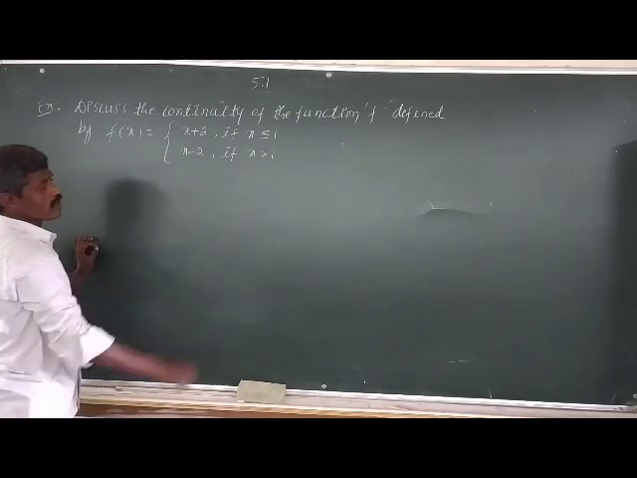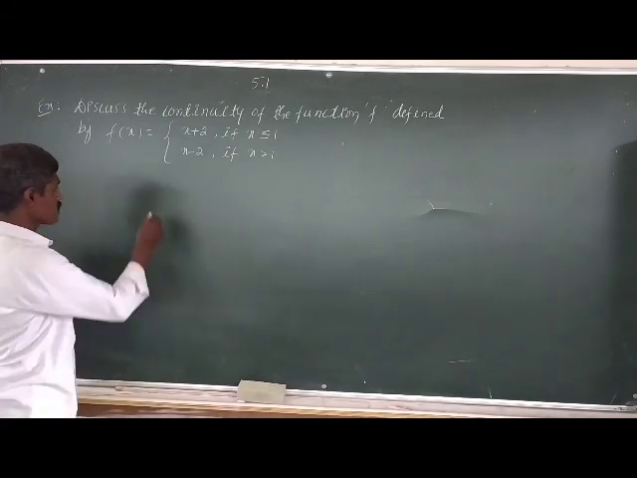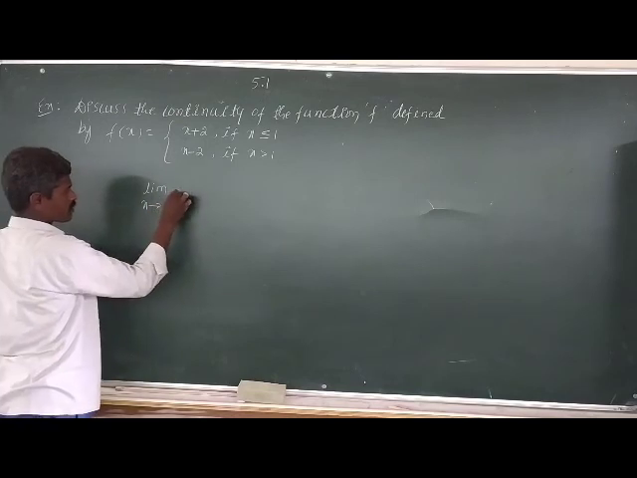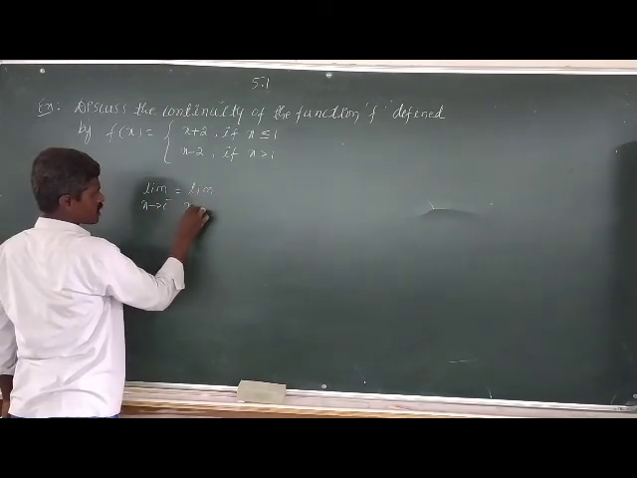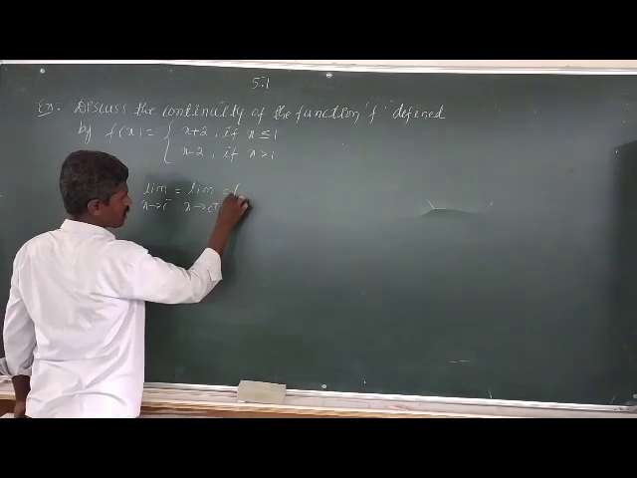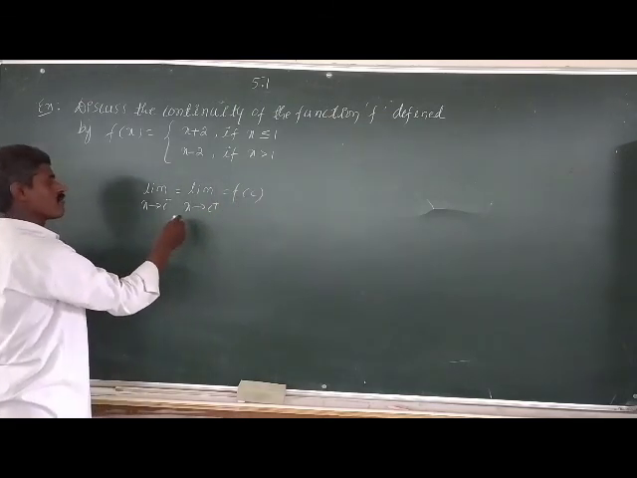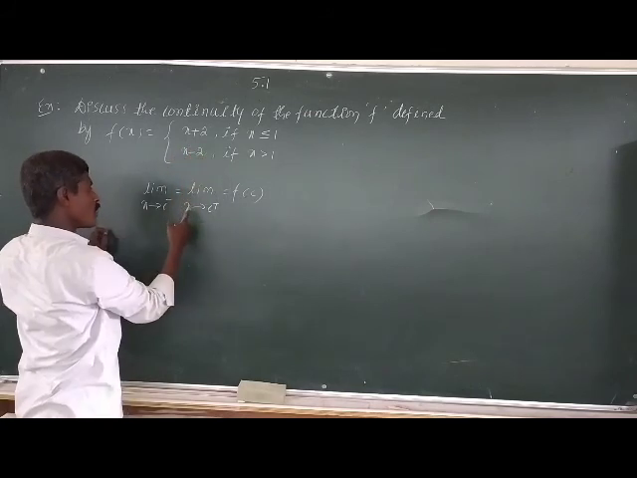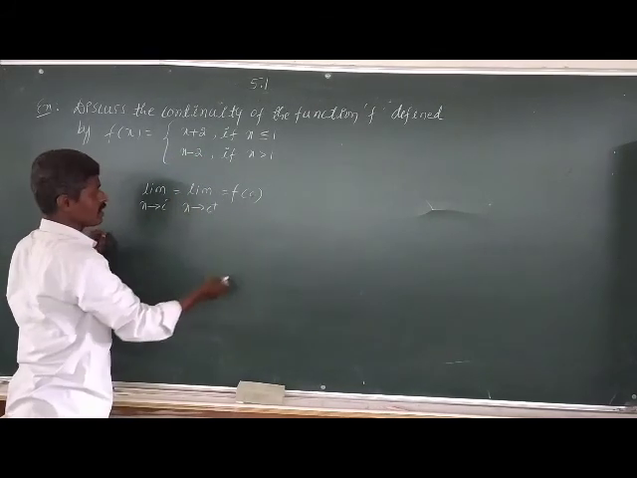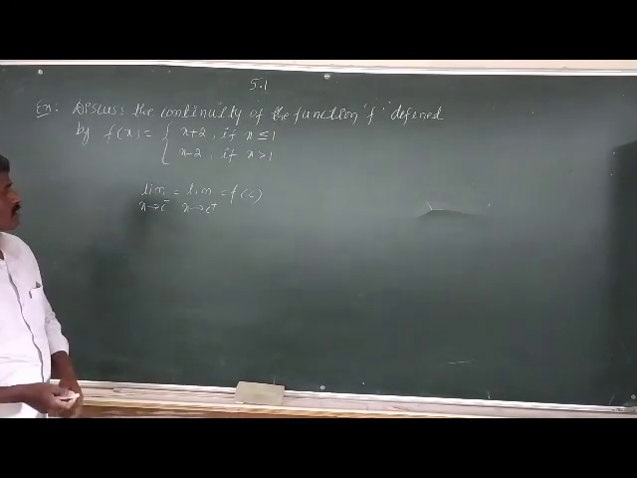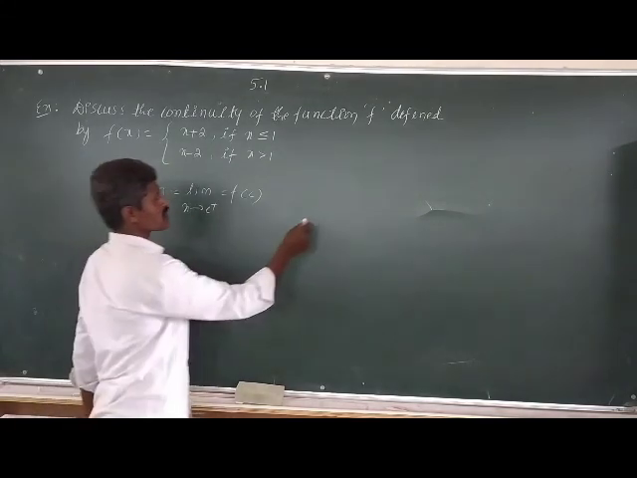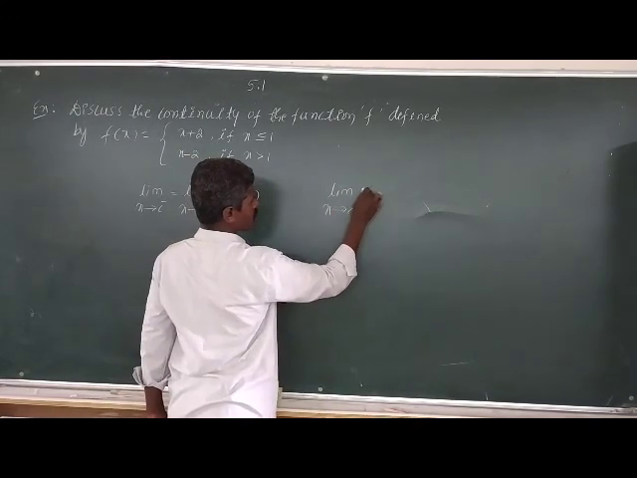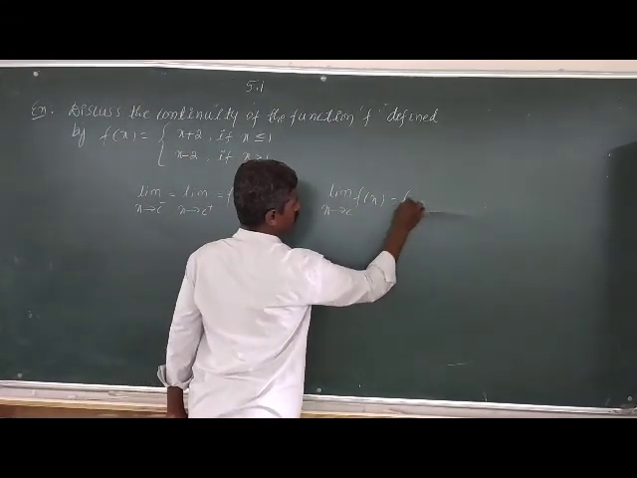So we use the formula: limit as x tends to c minus is equal to limit as x tends to c plus is equal to f of c. When the function is given in pieces like this, with more than one function, we use this formula to check whether the function is continuous or discontinuous. If the function is not in pieces, we just use the formula limit as x tends to c of f of x is equal to f of c.